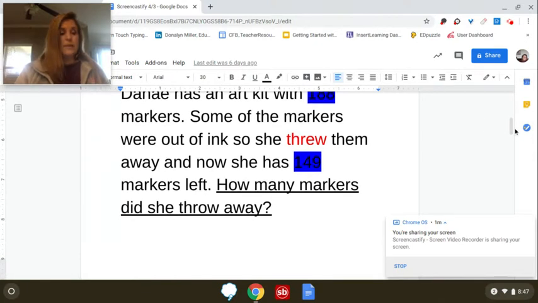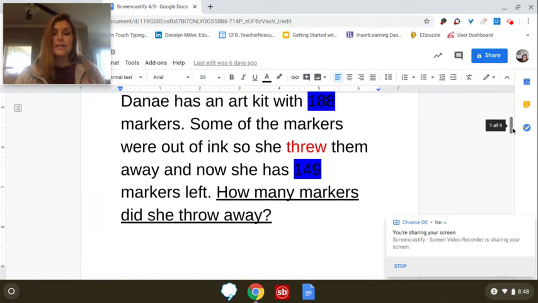Okay. So what we know when we first read this is that we are going to use our UPS strategy first to help us to understand and make our plan for this problem. So the first thing that we have to do is circle the numbers. So let's go back and look at this, and as we do that, we'll circle the numbers. It says Donna A. has an art kit with 188 markers. And if you notice, I took 188 and I've highlighted that in blue. That's my way of circling it for you.